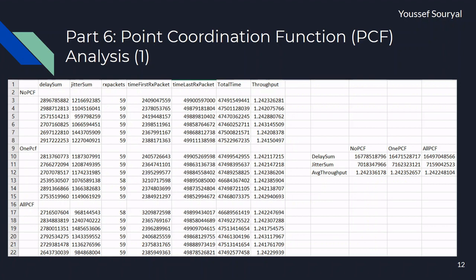For every scenario, since we had 6 nodes, we had 6 flows to monitor. For each flow, we recorded the delay sum, the jitter sum, received packets, time of first received packet, and time of the last received packet. Then we constructed the table on the right side, which is the average of each variable, and the results were as shown.